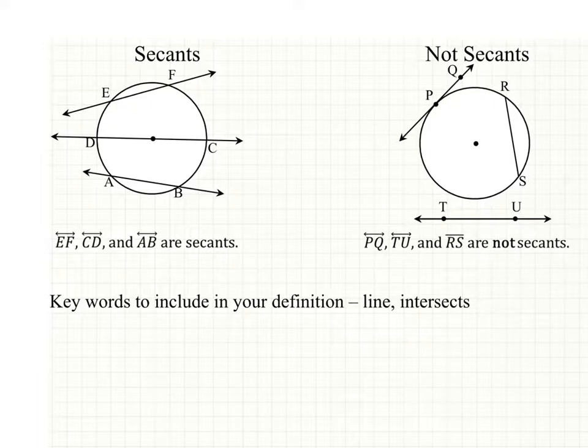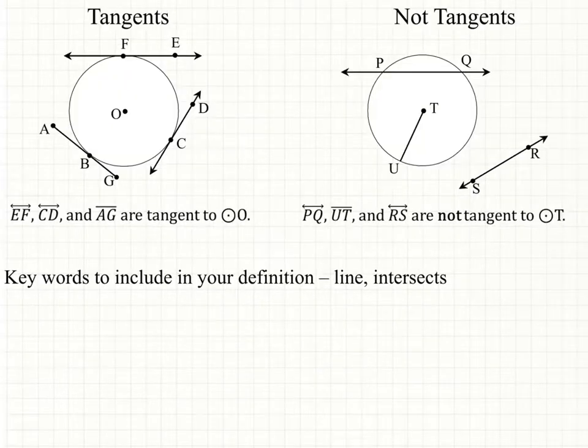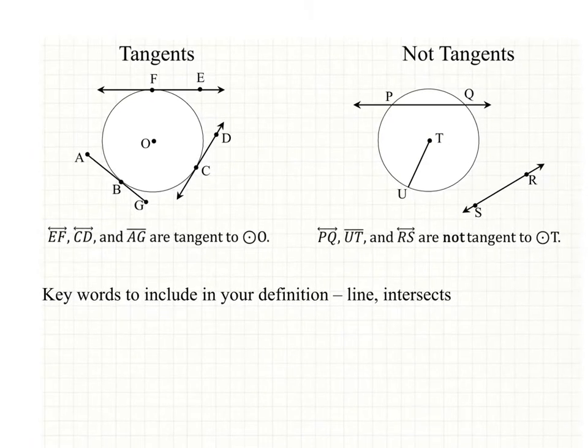Now, what are tangents? So these are examples of tangents. These are not examples of tangents, so please use the keywords line and intersects to come up with a definition for a tangent on your own. Please talk to your shoulder partner and pause the video. Why are these tangents? Why are these not tangents?